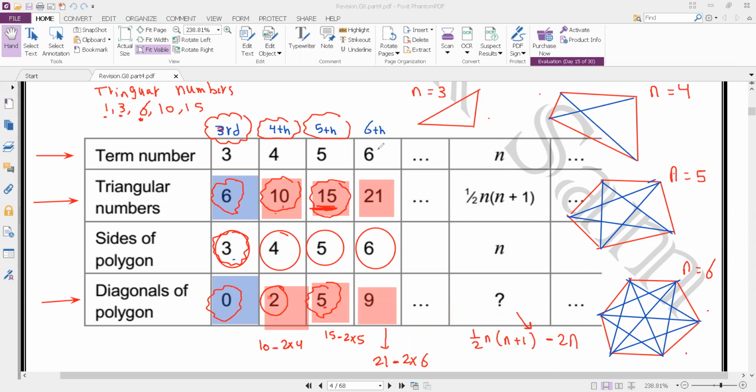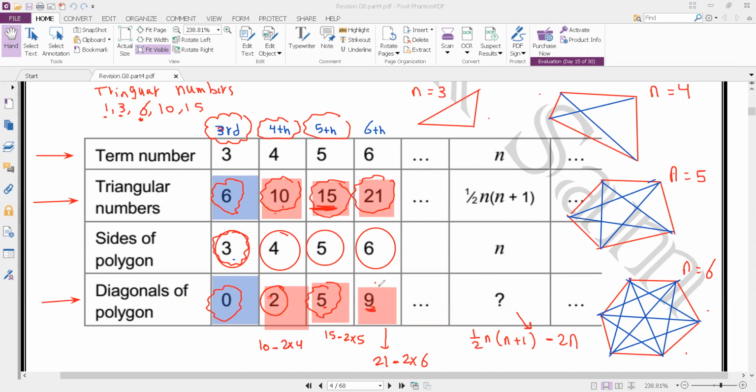Let's go to the sixth triangular number. The sixth triangular number is 21. And the polygon of 6 sides is the hexagon. What is the number of diagonals of the hexagon? 9 diagonals. How can we get this 9? 21 minus 2 times 6. 21 minus 2 times 6 equals 9.